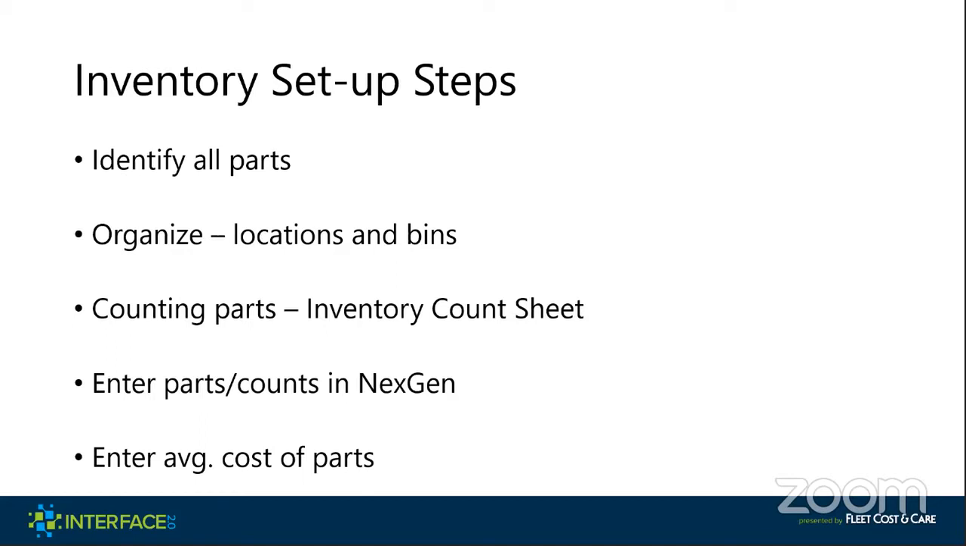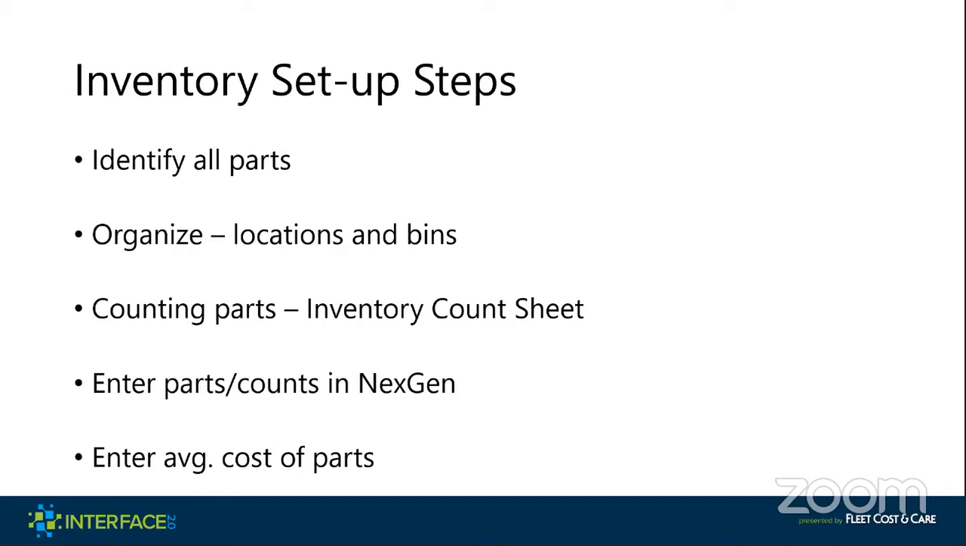The next step would be entering those parts and counts in NexGen, and then entering the average cost of those parts as well. And I'll talk a little bit more about that before I jump into NexGen. Entering a long list of parts manually probably doesn't sound very appealing. So we can help with that.